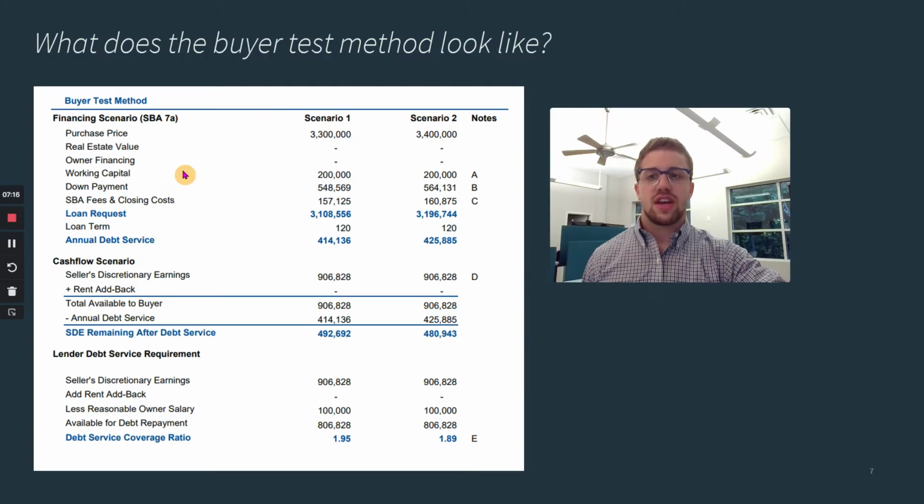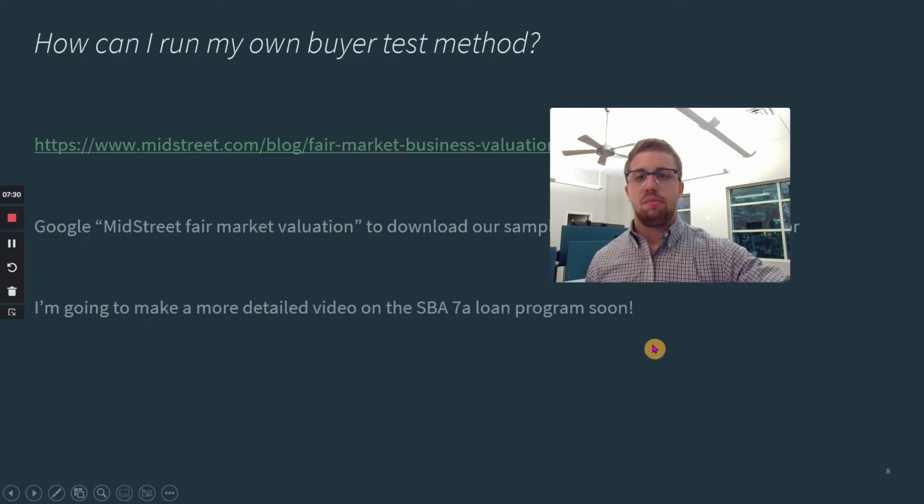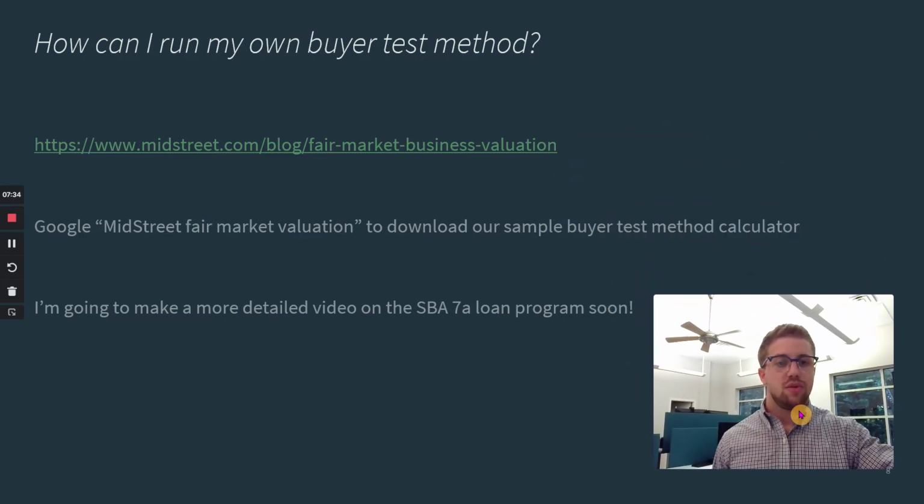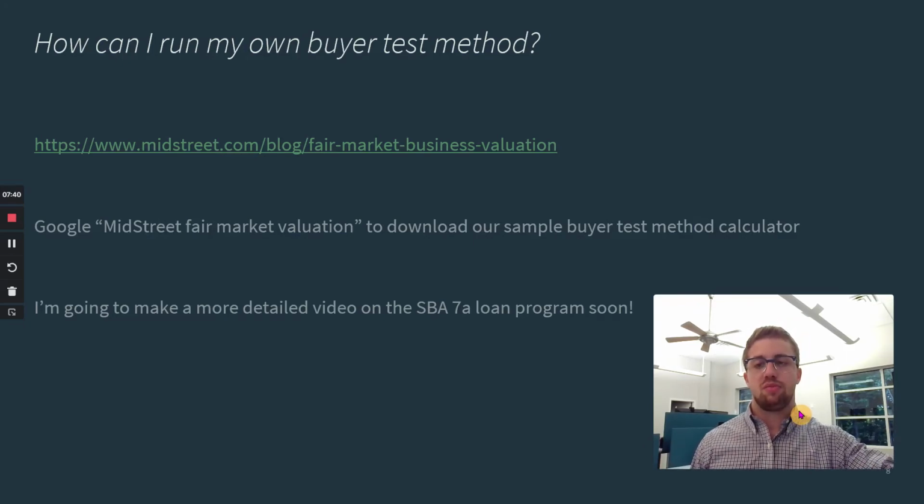And then here's a second look at that same information displayed a little bit different. This is from an older format of our valuation at MidStreet. So it gives you just a little bit of a different perspective on how you could possibly lay it out. So the buyer test method is a really great way to double check when you're valuing a 7A business that you haven't overvalued it if you're anticipating a buyer to use the 7A loan program.